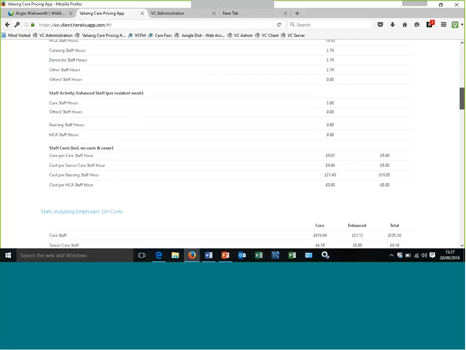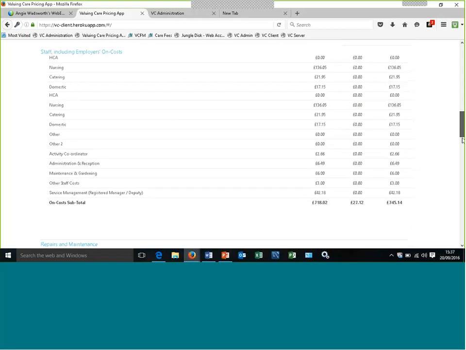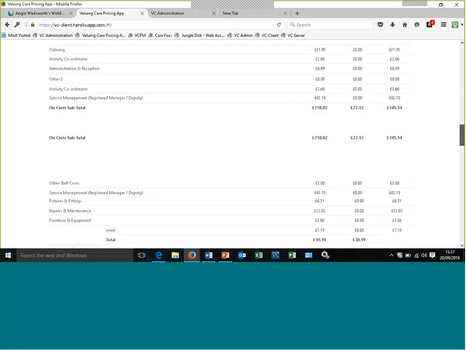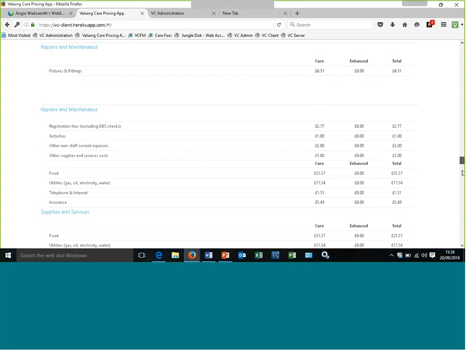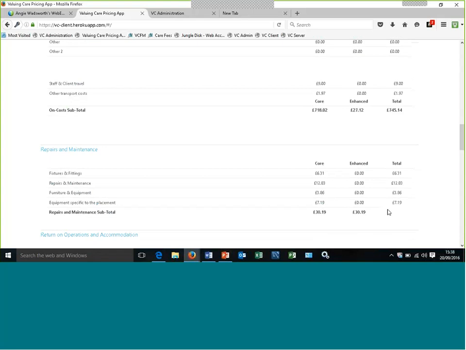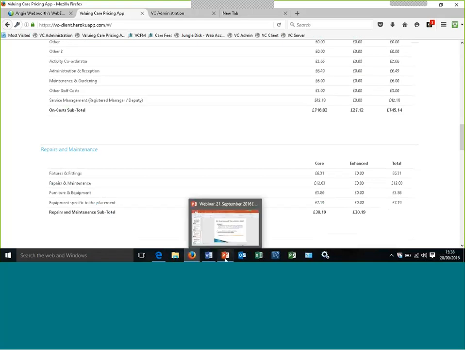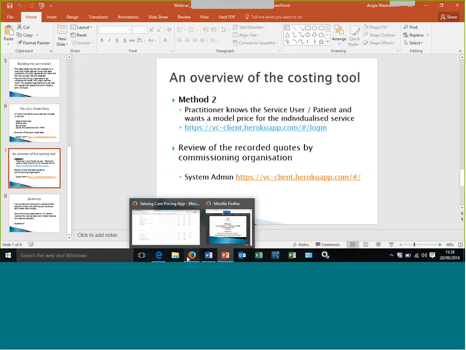And again, if you look down, the system has allocated a cost for each type of provision. It's identified a number for each cost heading. So I'm now very informed, and I can go to the market to see what's available, and I can have an informed discussion with the provider about the price I would expect to pay for that particular service.